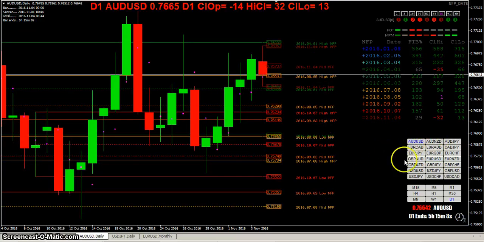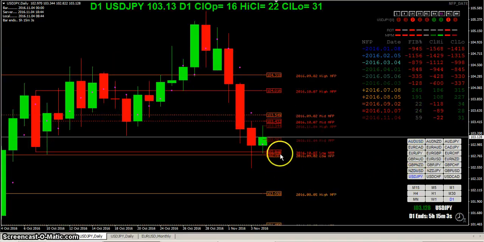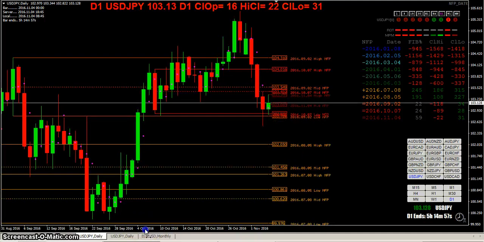We've got the Australian dollar. Oh yeah, we've got dollar yen. You can see here the 102.80 area, how many times it was defended in the past. You can see that there. So it just gives you an idea where you might want to buy, where you might want to sell, and that's about it. It's really simple. I mean, you can think of it as an NFP buy zone almost.